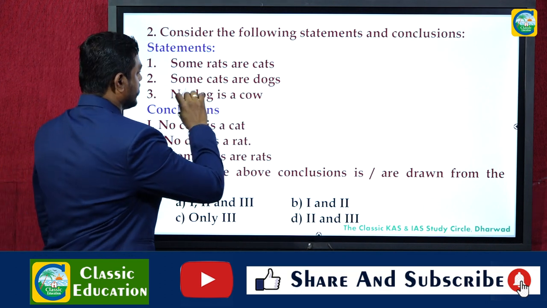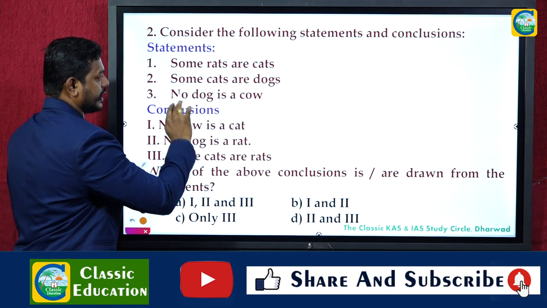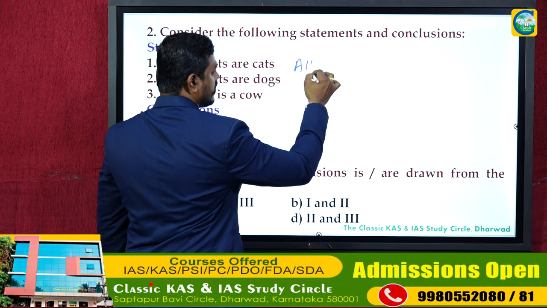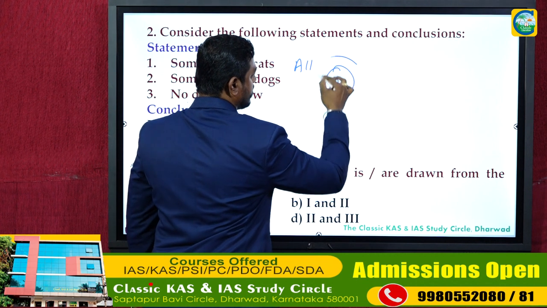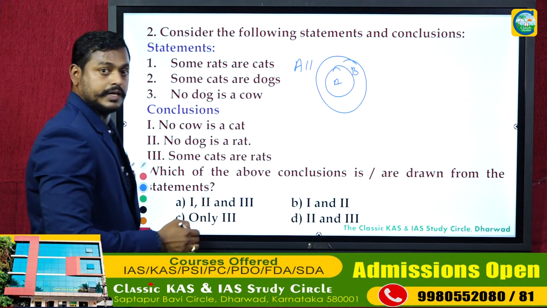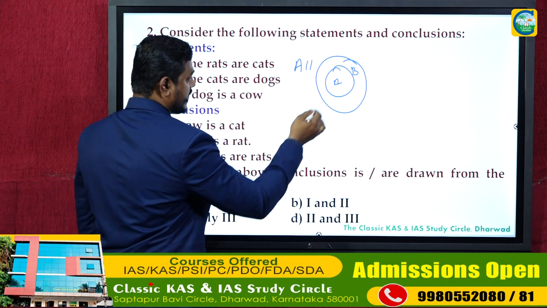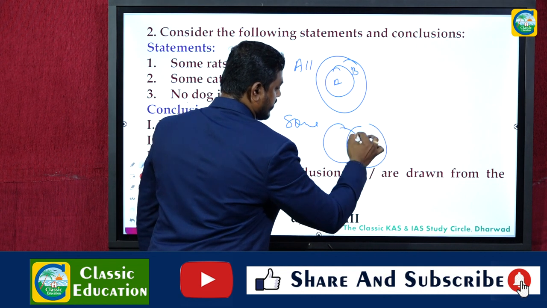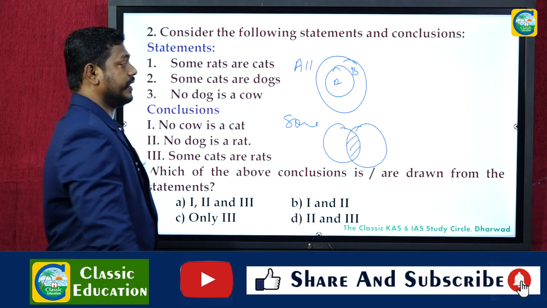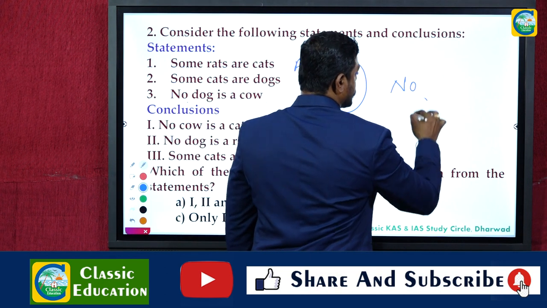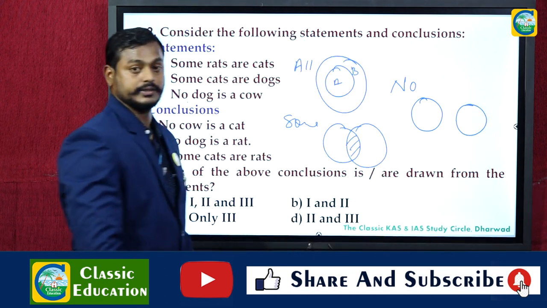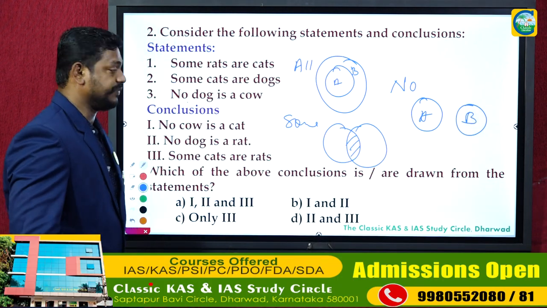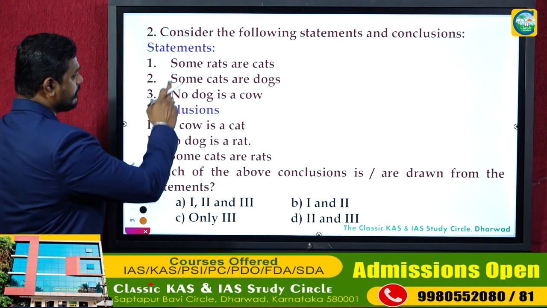When they give statements, there is some, no, and all. If they ask all, some, no, you get to know that if they say all, we have to draw like this, all A are B. This is a particular way of drawing Venn diagrams. If they say some, for example, this is a some diagram, this is a some part. If it says no, then there is no relation between these two, A and B. Am I right, friends? So here we'll solve the problem.